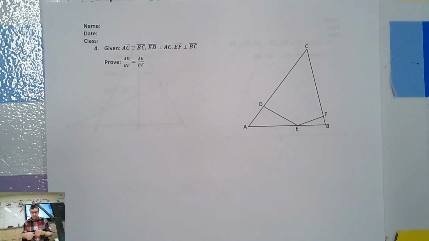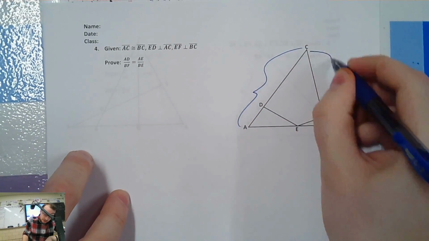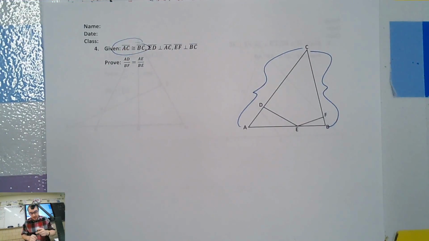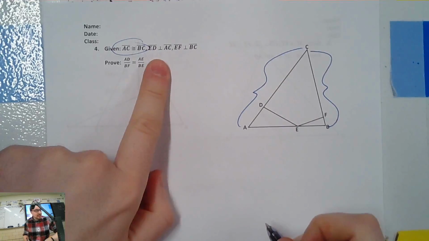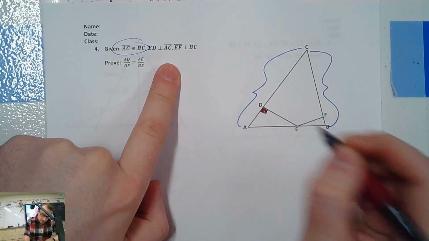Four. They said, yes? Absolutely. AC and BC are the same side. Alarm bells should be going off. ED and AC are perpendicular. David, your favorite.